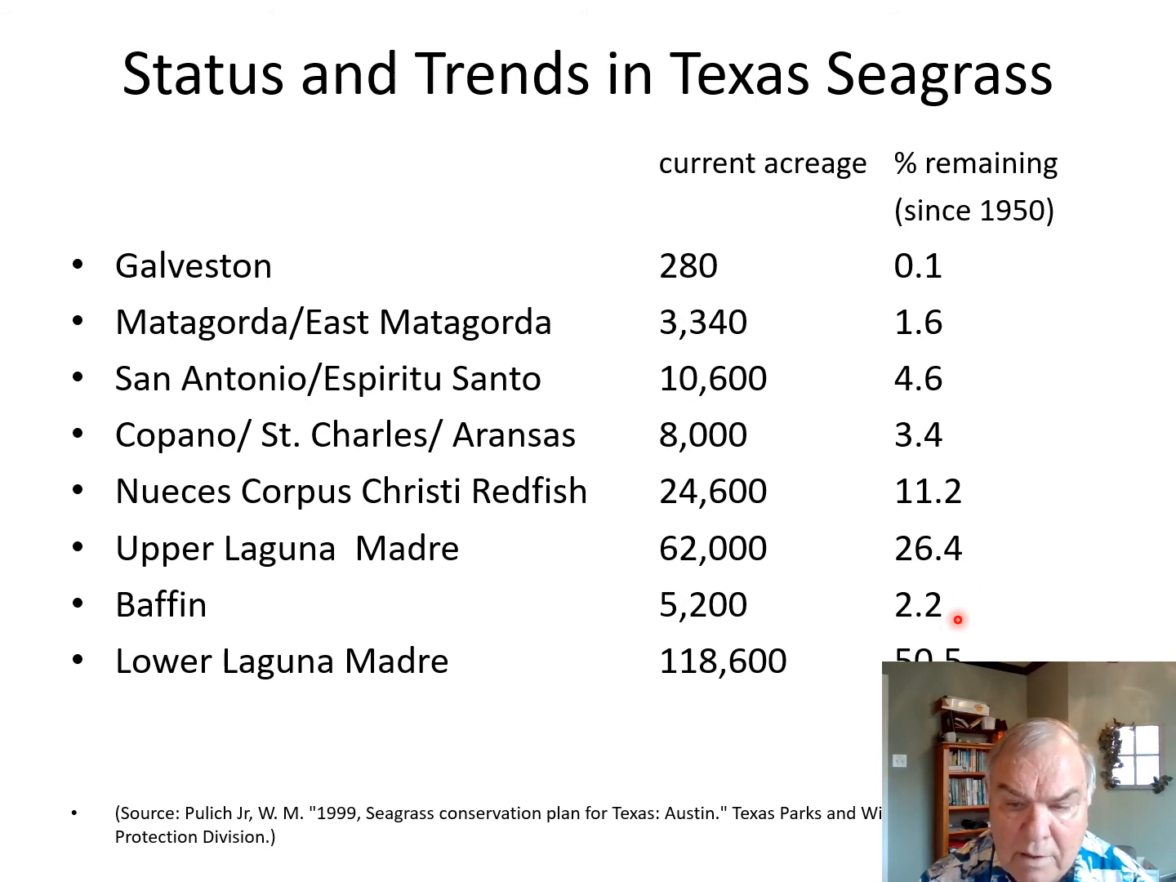Baffin Bay is pretty low because it's reached such high salinities quite frequently in the last 50 years. Lower Laguna Madre, of course, is doing the best. It has about 50% of the seagrasses left since 1950, and that's primarily because Lower Laguna Madre, in particular, water stays relatively clear, allowing sufficient light penetration for seagrasses, especially the turtle grass, which we showed earlier, which prefers high salinity areas.